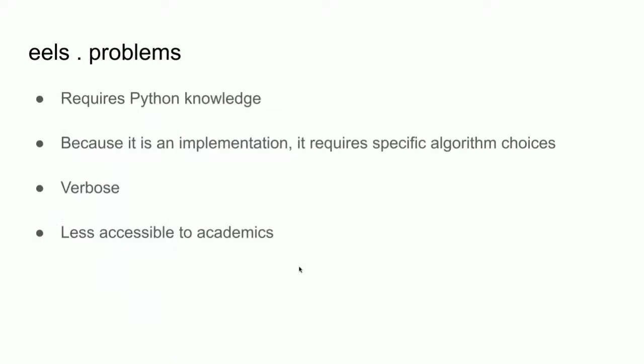So the downsides to EELS. Obviously, it requires Python knowledge. It's written in Python. If you want to contribute, you have to use Python. Whereas the yellow paper is English, so you can just write text and have people understand you. We do require specific algorithm choices. So when the yellow paper can say we expect X and Y to happen, we have to actually write a particular implementation of what X and Y is. And that can leak into downstream implementations, and that's something we have to be very careful about. It's also more verbose. We have easily an order of magnitude more code than there is text in the yellow paper, and it's less accessible to people who are familiar with the yellow paper.